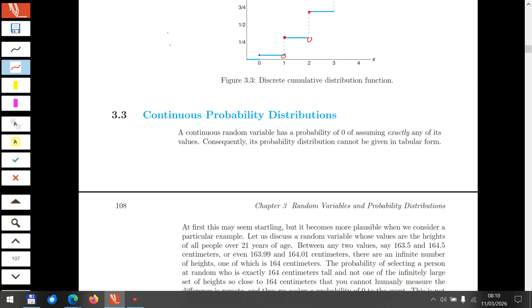So the next topic, section 3.3, is continuous probability distribution. So far we were dealing with discrete. When you say discrete, this is an adjective. What you mean by this is discrete random variables and also discrete distributions, because the probability distribution you get is discrete.